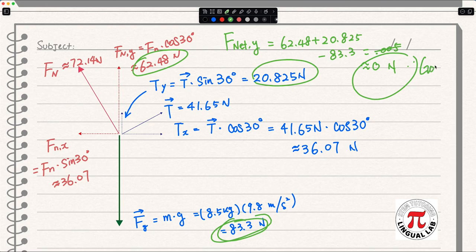Good. And we want to see the x component. That's already proved, because the x component of the forces applied to this body comes from only two: one from the normal force and one from the tension force. They are in opposite directions with the same magnitude, 36.05. That's correct.